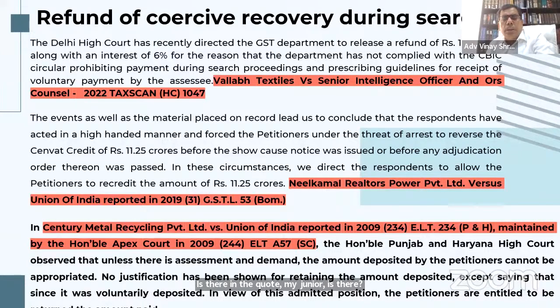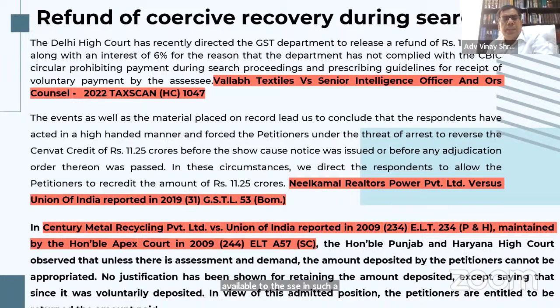Here what is happening across the country is that the department is forcibly recovering the tax amount during the search, seizure or summons proceeding. And then they are subsequently refusing to issue the show cause notice also. Then what option is available to the SSE in such a case?